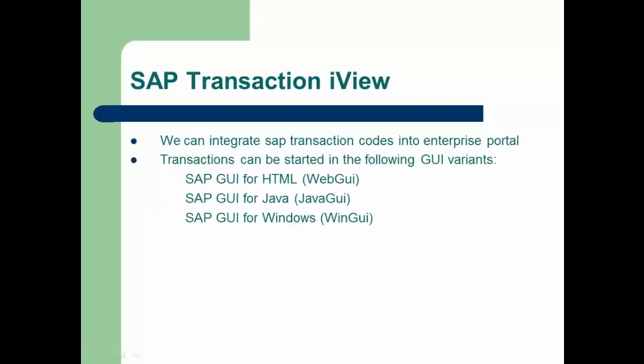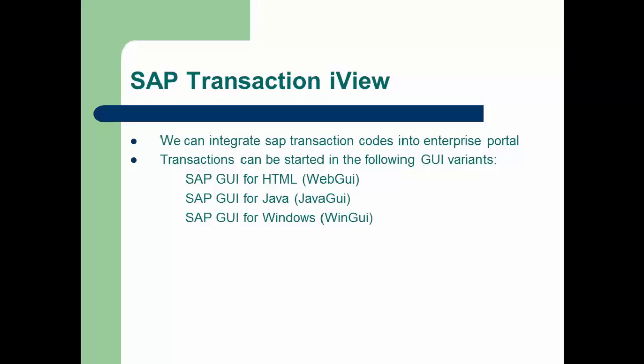By using the SAP Transaction iView, we can display SAP transactions from different SAP systems into SAP Enterprise Portal. Suppose if I want to display SE80 or SM30 or SICF, different types of T codes or SU01 in portal, so we can create the SAP Transaction iView for that particular transaction code.